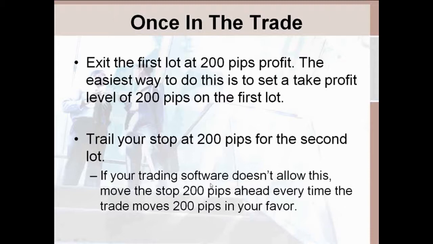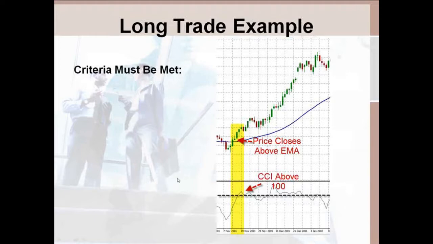And again, if your trading software doesn't allow trailing stops, move the stop loss 200 pips ahead every time the trade moves in your favor by 200 pips. So let's just look at an example here, and then we'll look at some examples on the charts.